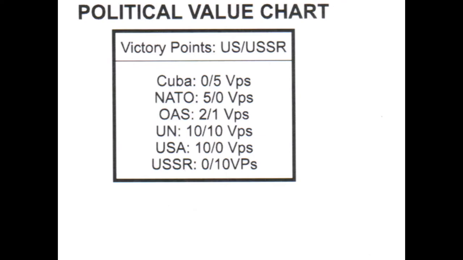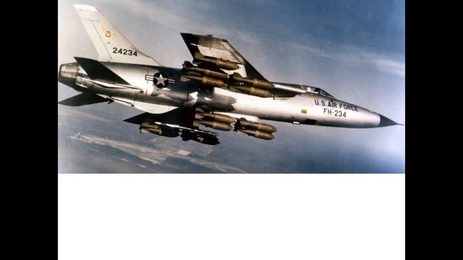So at the end of the game, victory points are awarded for every value in the direction of the player. So for the Soviets, it's in the negative direction. For the Americans, it's in the positive direction. So if the Americans have a plus 5 with NATO, they get 5 victory points per point. It's 5 times 5, which is 25 victory points at the end. And so these are calculated into the total victory points at the end of the game.